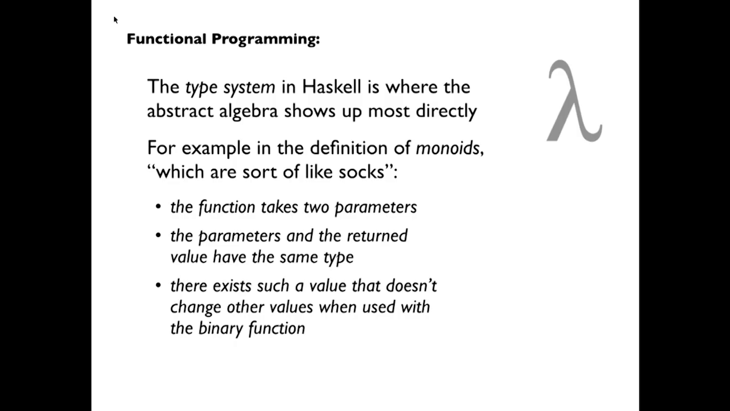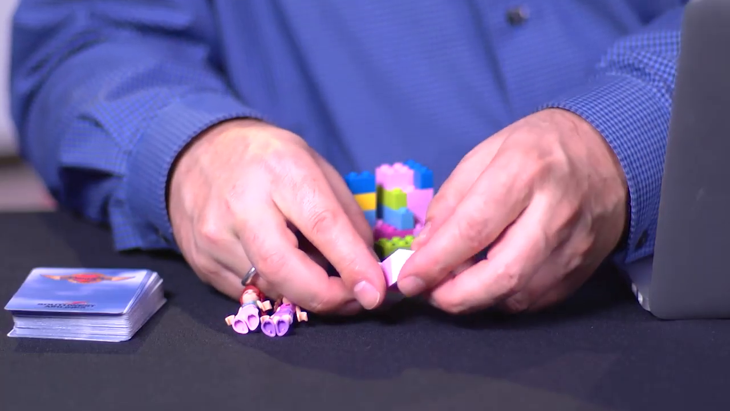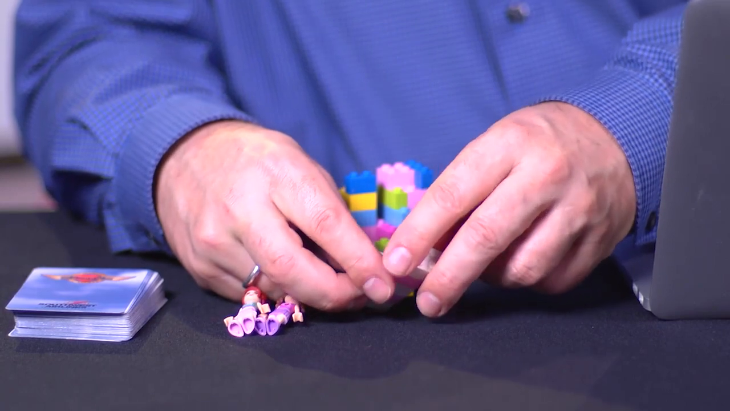For example, in the Lipovaca book, where they talk about monoids, they say that they're sort of like socks. You can take some chunk of code and wrap it up in a way, like putting a sock on it. You can think of it like Lego blocks that have little connectors on them. So how do you define the connectors so they can snap together?